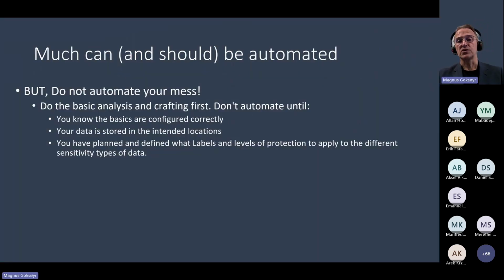When it comes to furthering security of information, for example with Purview, there's a lot that can be automated, but it is not certain that it is right to automate everything completely from the start. So make sure you've done the basic work right first. After that, when you know where the information is stored, what type of classification or labels the respective information type should have, and you have planned all this carefully, then you can start looking at how you can automate it all.